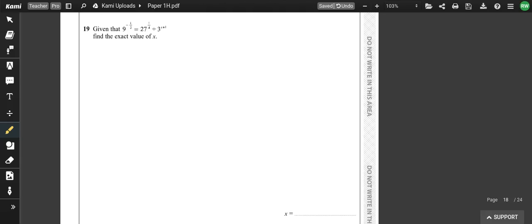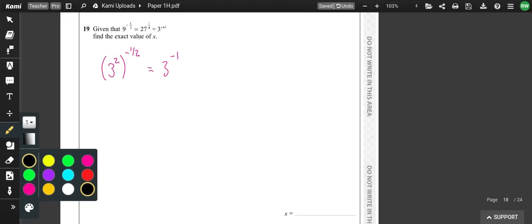Okay, question 19 is tricky. We've got a mixture of 9, 27, and 3, so we need everything in base 3. So let's see if we can turn 9 into 3 squared to the minus a half. Multiply the two powers to get 3 to the minus 1. Then we can do 27 to the quarter. This is the same as 3 cubed to the power of a quarter. I'll multiply those to get 3 to the 3 quarters.